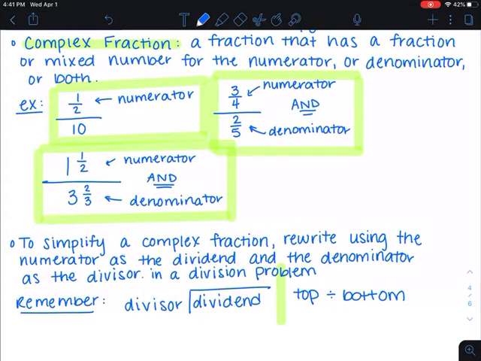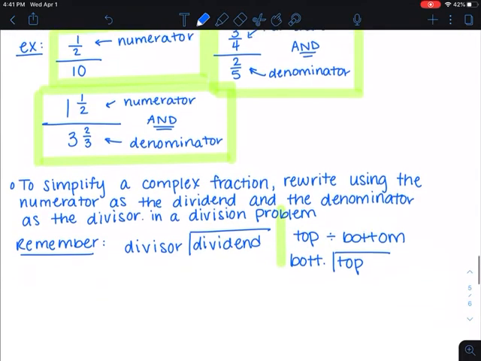And just as a quick refresher, the dividend is the number that goes inside the division sign, and the divisor is the number that goes on the outside. And when you have a fraction, it is top divided by bottom. Therefore, it is top divided by bottom. Okay?